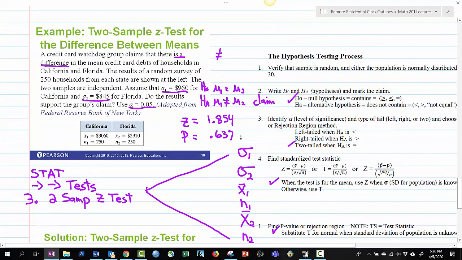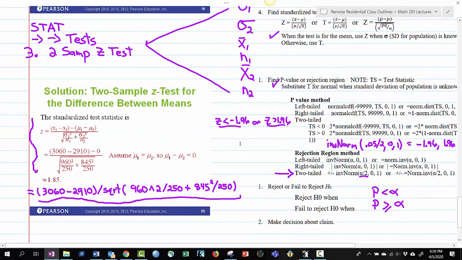So there's our rejection regions. Now we make our decision about the null. Our test statistic was 1.854. It's real close to this one, right? It's close, but not quite. It's actually between those. It's not in either rejection region. It's in the middle. So we're going to fail to reject the null.